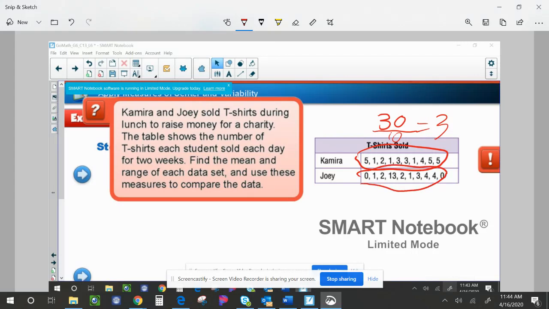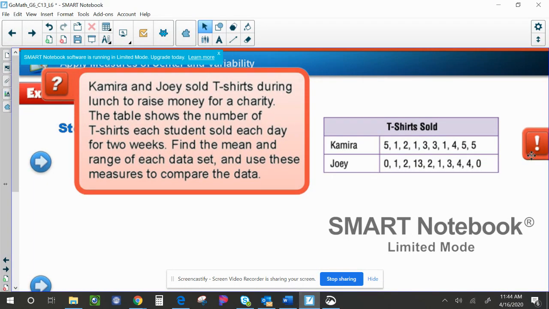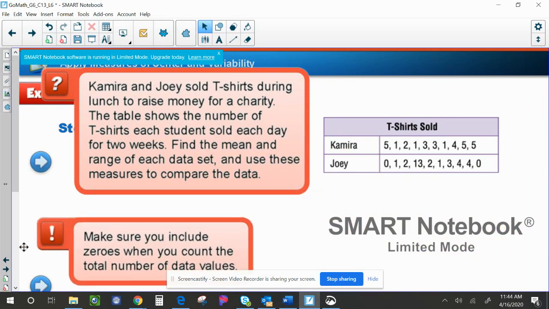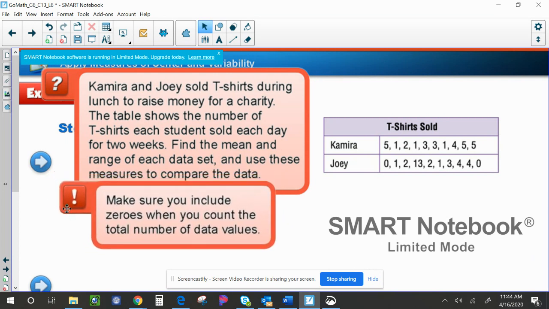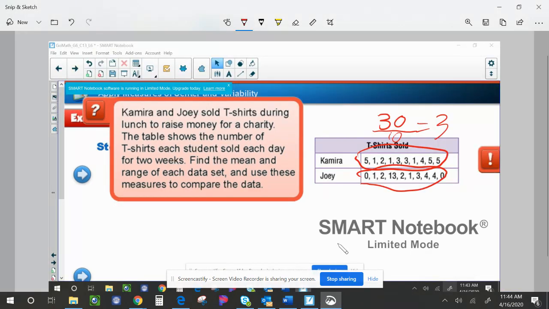Let's add up Joey's. Okay, also error alert. Go back here, our error alert. Make sure you include zeros when you count the total number of data values. So I'm going to say 0 plus 1 plus 2 plus 13 plus 2 plus 1 plus 3 plus 4 plus 4 plus 0. So I added those zeros. Okay, and I get actually the same thing, 30.